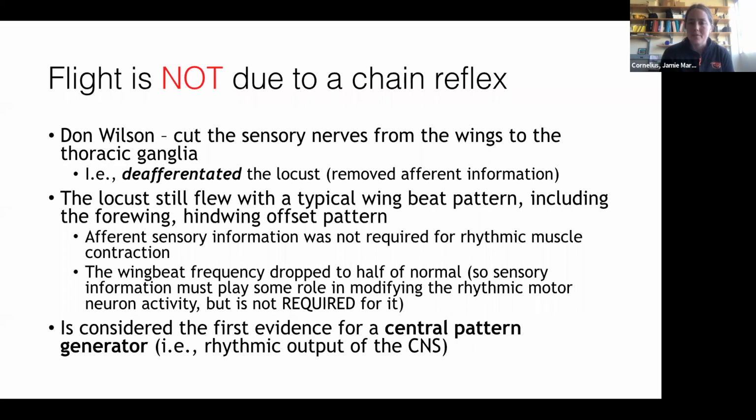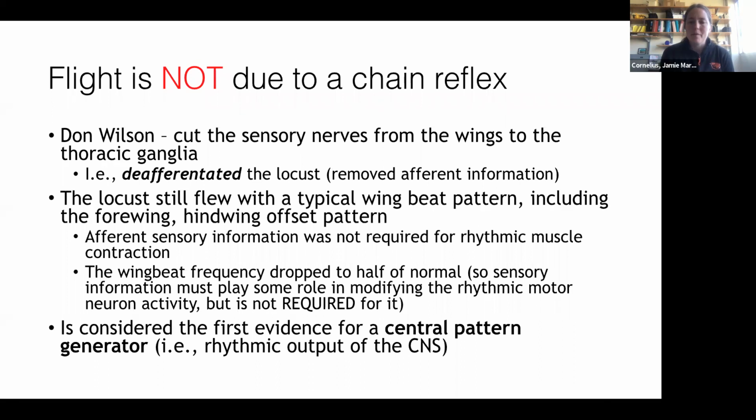You're removing the sensory information that's coming in from proprioceptors. And what happened is that the locust still flew with a typical wing beat pattern. Okay, so it still had the normal forewing, hindwing offset that you saw, and his conclusion then was that afferent sensory information was not actually required for rhythmic muscle contraction. What was interesting though is that the wing beat frequency, and remember it's very consistent in a flying locust, actually dropped to half of normal.